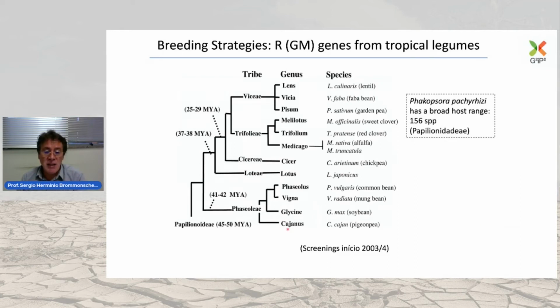So the idea behind this approach was to find genes in closely related species and use transformation to transfer this gene from one species to the other one.